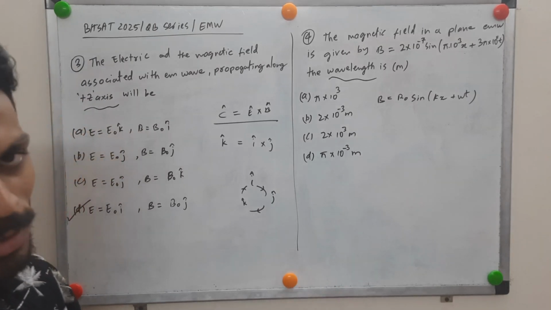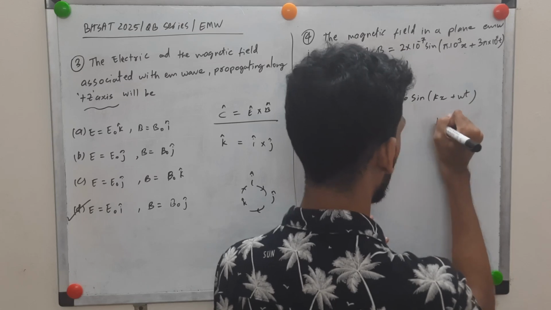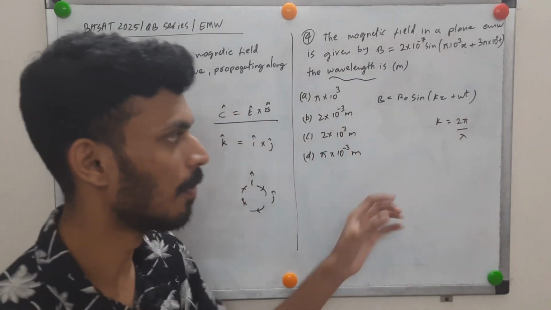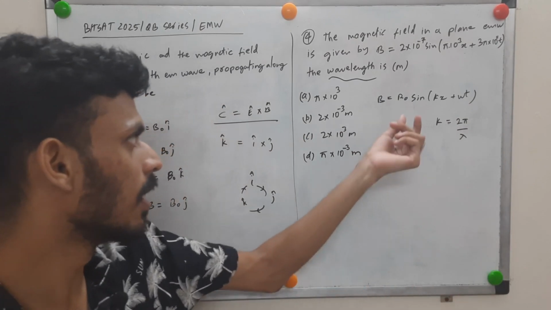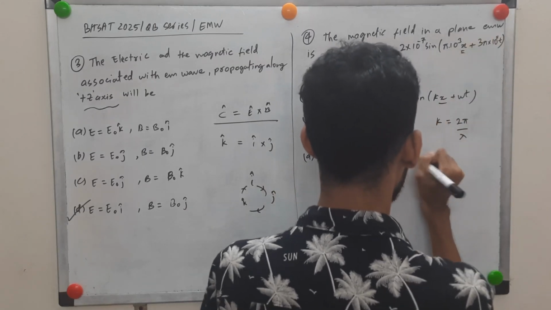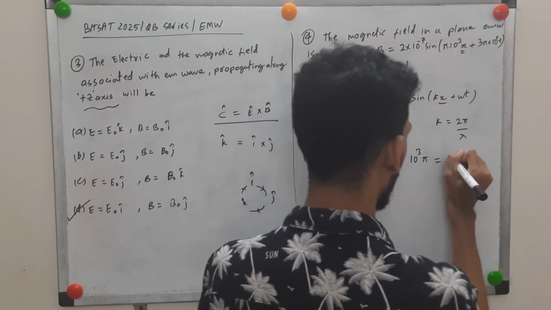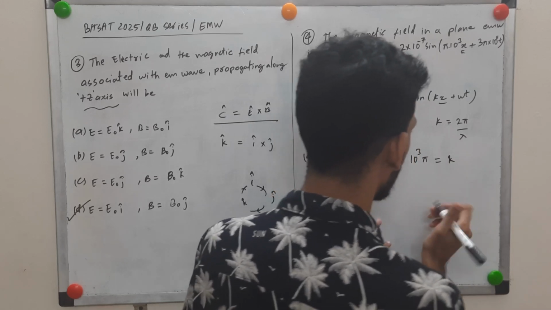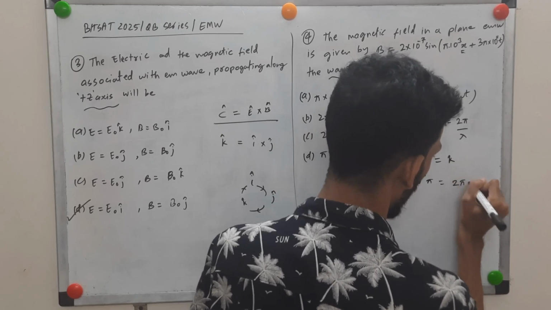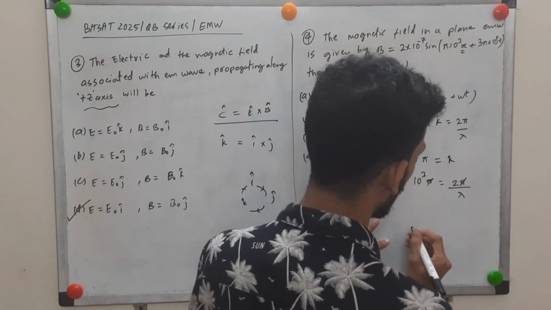EM wave is also a wave. So if you compare this, we want wavelength, right? K is what? K is 2 pi by lambda, right? So from this we can get the wavelength. So we'll compare the coefficients of x. Here it says 10 to the power 3 pi, right? And what is the coefficient of x over here? K. So from here we can find the wavelength. So this is 2 pi by lambda, right? Pi cancels, and this is 1000. 1000 by 2 is 500.